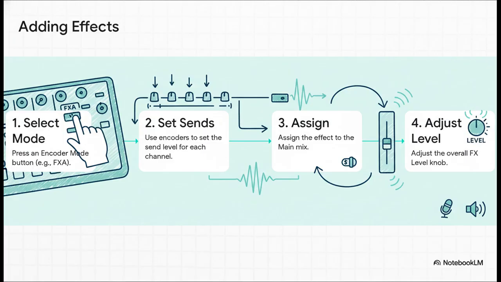First, you press the FXA button to tell the mixer you want to work with effects. Second, you use these encoders to send some of each channel to the effect. Third, make sure that effect is routed to your main mix. And finally, you just turn up the master effect knob until it sounds perfect.